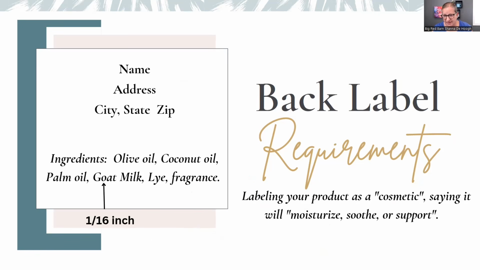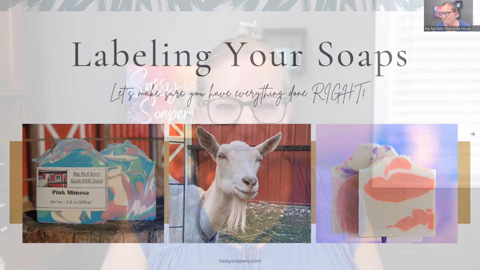Now, on the ingredients list, the lowercase o in mine, it's in the word goat, but a lowercase o in that font, that size, has to be a 1/16 of an inch tall. So again, that's bigger than you think. So be sure to get your ingredients list the right size and then design the rest of the label around that to make sure you've got plenty of space for that.